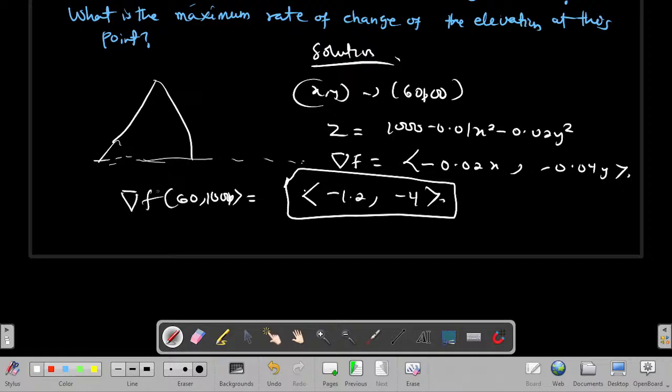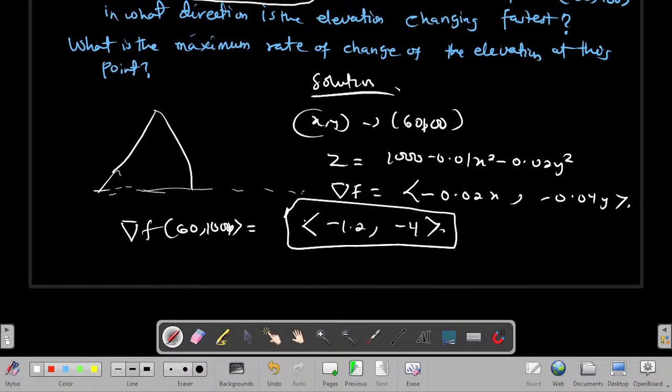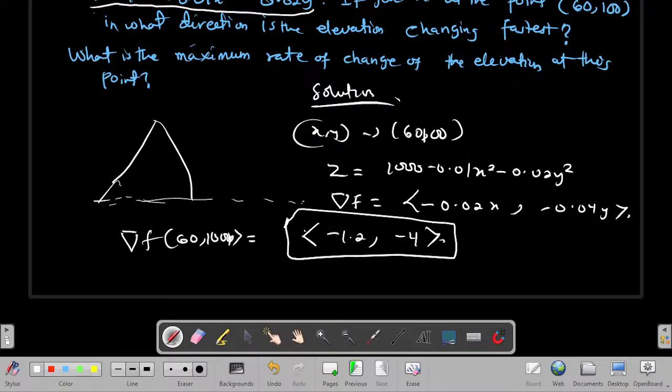When you find your gradient function and you put the point where you are standing, I don't know if you are appreciating that. Whenever you differentiate your function and you get your gradient function, that gradient function is a very powerful function used for optimization. They are asking in what direction is elevation changing fastest. That direction is the vector which depends on where you were standing, and where you were standing is (60, 100). So when you evaluate your gradient function there, you end up getting the direction where the change will be fastest.